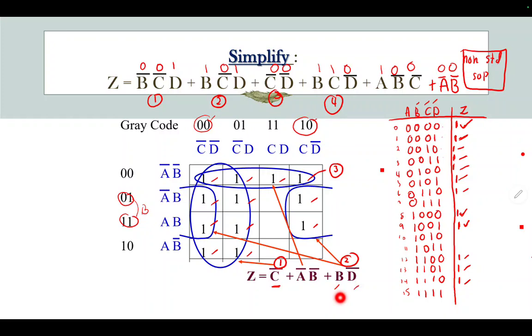Now group number 3. Here all the C and D change state, so you don't read C and D, you just read A and B. 0 and 0 means A bar B bar. So the equation for this non-standard SOP is Z equals C bar plus A bar B bar plus B D bar.